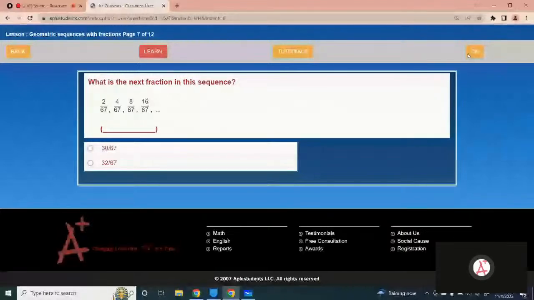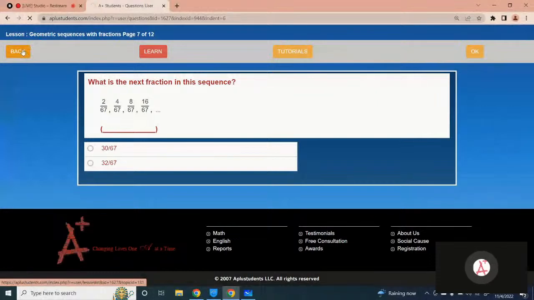Okay, what is the next fraction in the sequence? 2 by 67, 4 by 67, 8 by 67, 16 by 67. The next one is, very good. It would be 32 over 67. Got it? Okay, you can complete the test by yourself later today.